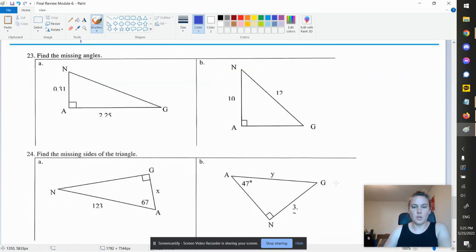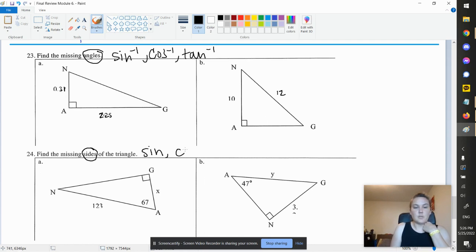Okay, next one, and I'll only do one of each of these. This should be 12. This should be 2.25, 0.31. Wow, these cut off for no reason. Okay, nice. When we want to find a missing angle, we want to use sine inverse, cosine inverse, and tangent inverse. When we want to find a side, we just use regular sine, regular cosine, and regular tangent. And this is because when we know the angle, we plug it in to regular cosine, sine, and tangent. And when we want to know the angle, we have to get it out. So we have to do this inverse thing.